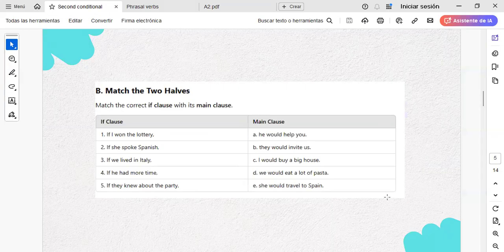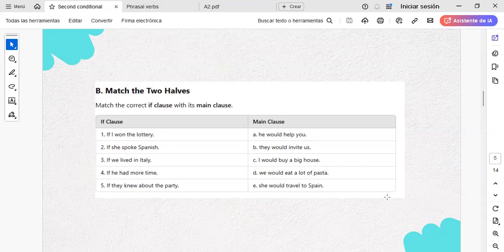Awesome, thank you so much. Paulina, number 2, please. If she spoke Spanish, she would travel to Spain. Okay, awesome, well done. Number 3, please, Jonathan. If we lived in Italy, we would eat a lot of pasta. Okay, easy, right? And next one, number 4, Paulina, please.